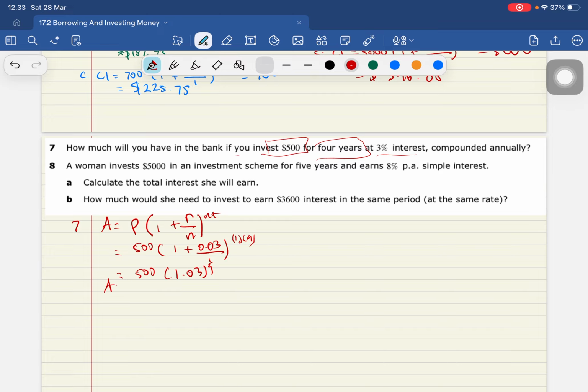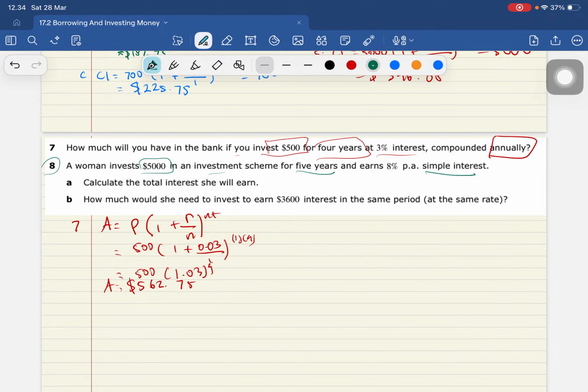So the annually compounded amount is $562.75.